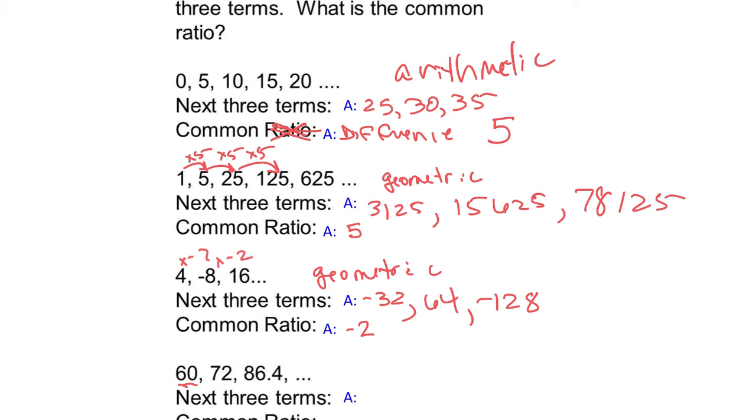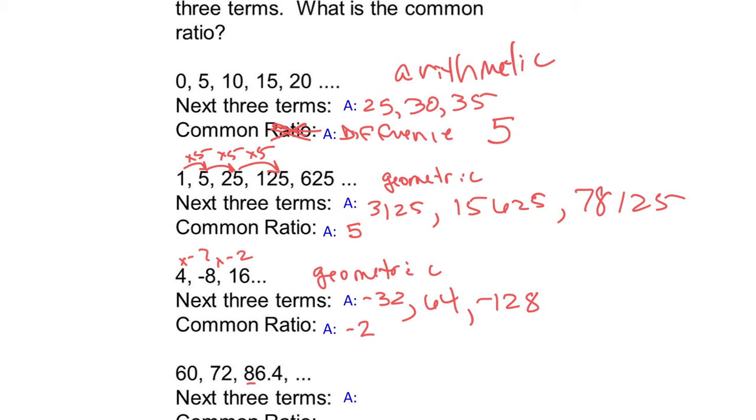So from 60 to 72, I'm adding 12. From 72 to 86 and 4/10, I'm adding 14 and 4/10. There's 12. So it's obviously not arithmetic, but is it geometric? Okay. The fact that you've got 1 decimal but the other 2 are not, that's worrying me.